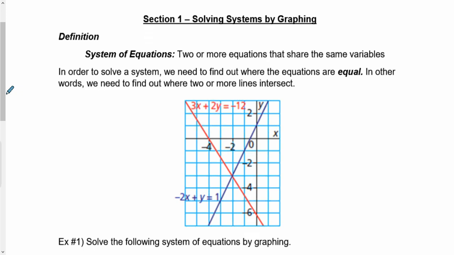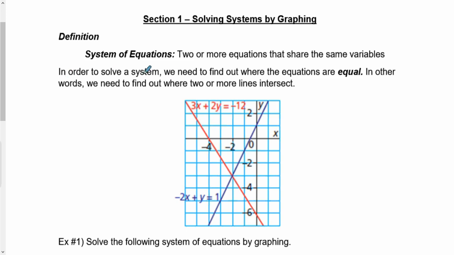First off, we'll talk about a definition. Systems of equations are two or more equations that share the same variables. Meaning we have two or more equations where we have x's and y's, as long as they have the exact same variables. If you have something in y equals mx plus b form, and then another equation with, say, a's and b's, those are not a system of equations. We want to make sure that we have the same kind of variables so we can solve them.